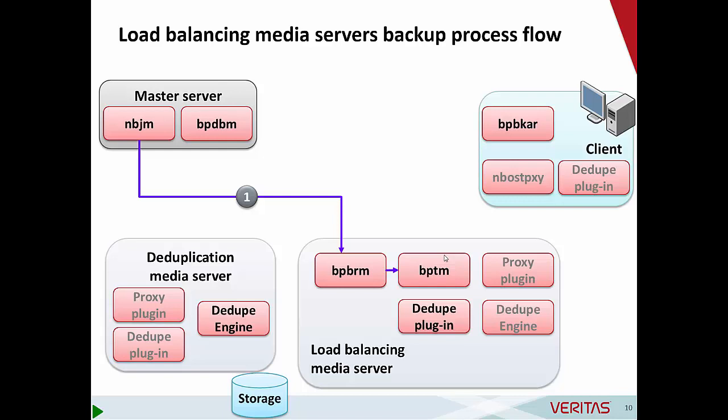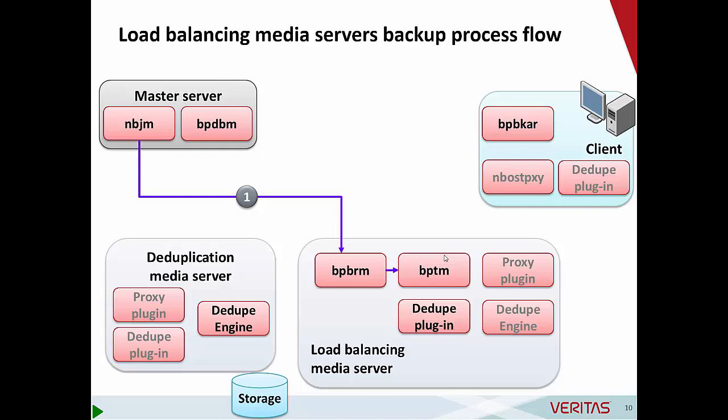So there's already been a determination that for this particular client's data, this client is going to send its data to the load balancing media server for this particular backup job. Next week, it might go to a different media server. It doesn't matter. It's all going to the same pool eventually. But tonight, this is the server we're going to use.